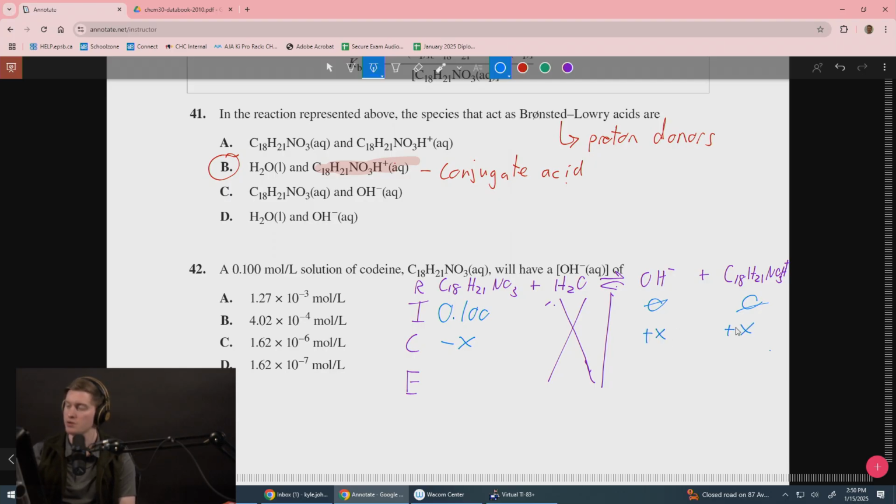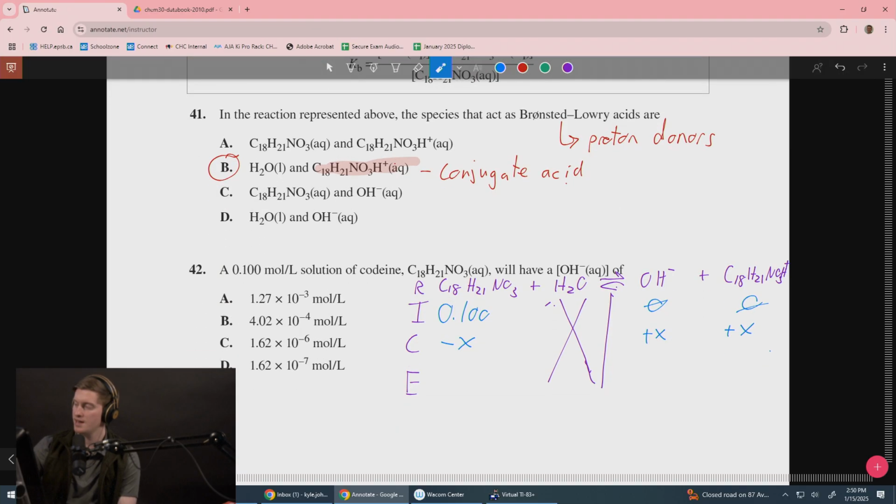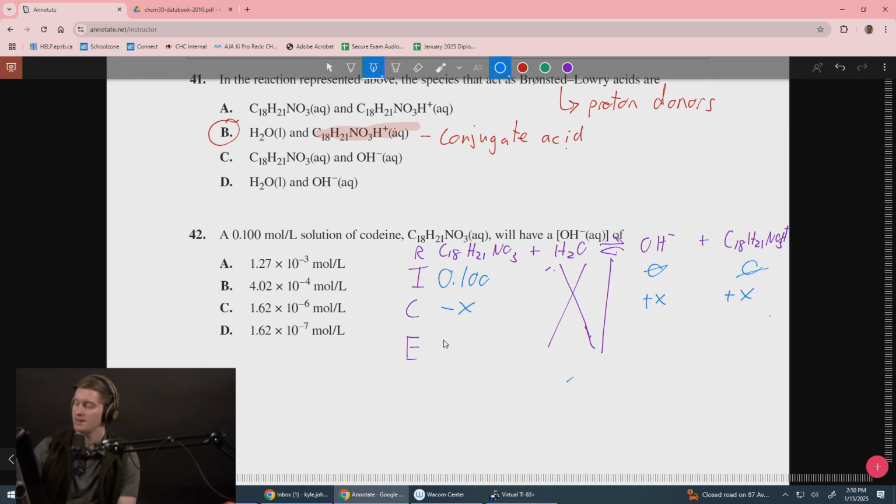Now, for these weak acid-base ice table questions, we assume that the change is so small because the Kb value is such a small value, it's times 10 to the negative 6, that it is practically negligible for finding the equilibrium concentration of our codeine. So I'm going to rewrite the equilibrium concentration of codeine as just 0.100. I'm going to say that x here is, we're going to assume, very small. So it's not going to really make an impact here.